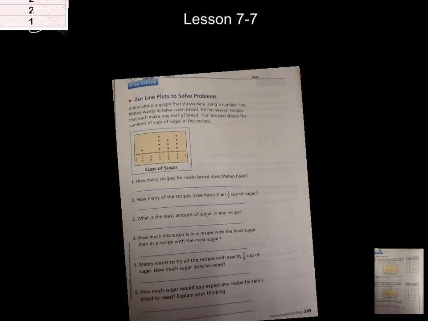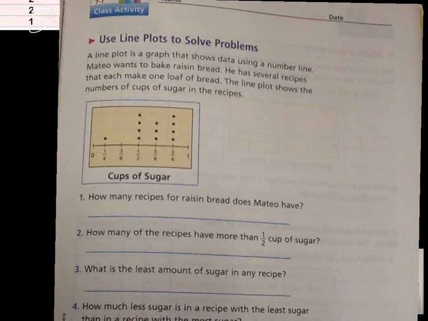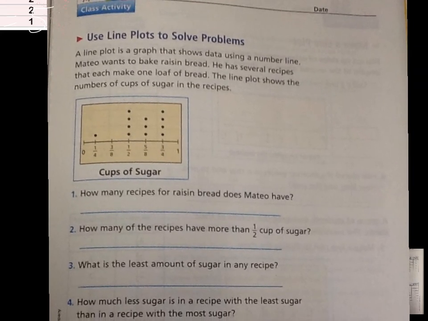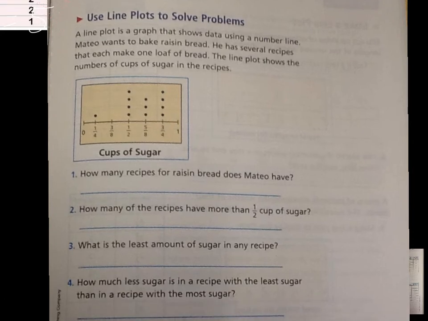I want you to turn to your next page in your 249 in the activity book. It says use a line plot. A line plot is a graph that shows data using a number line. Mateo wants to bake raisin bread. He has several recipes that make 1 loaf of bread. The line plot shows the number of cups of sugar in the recipes.